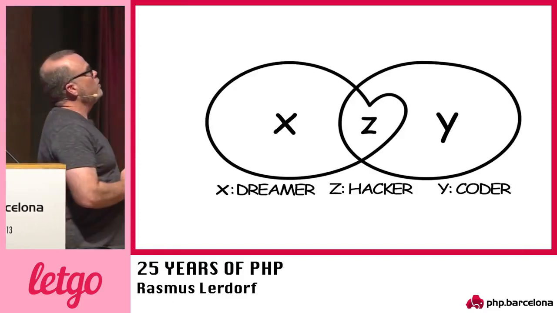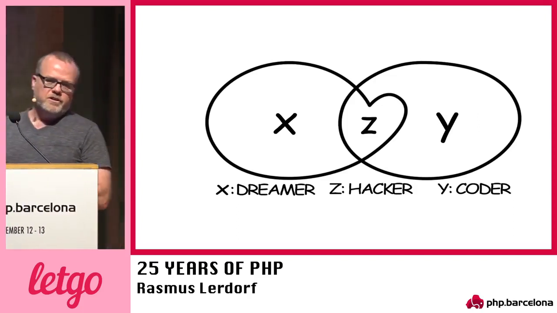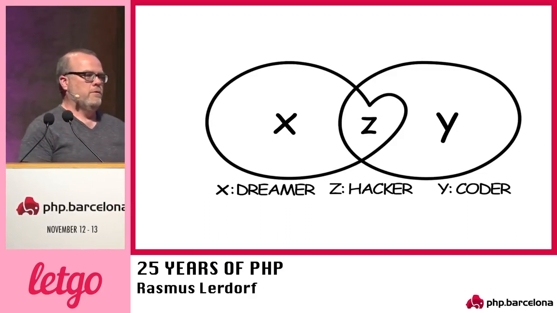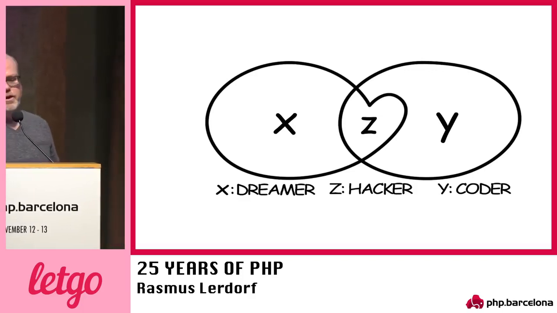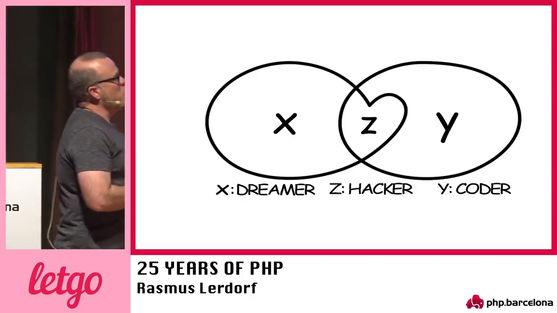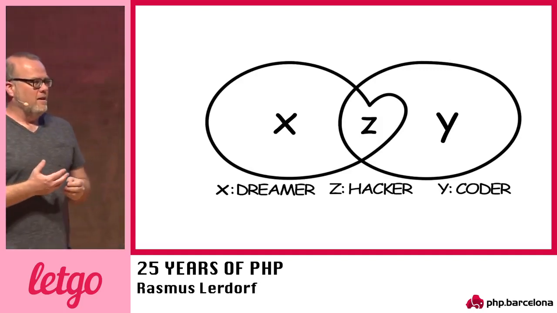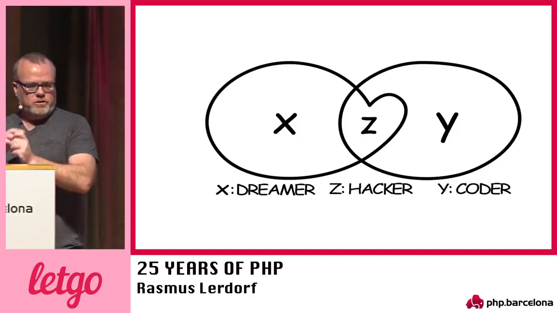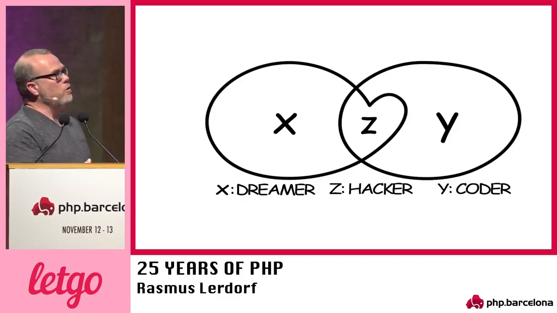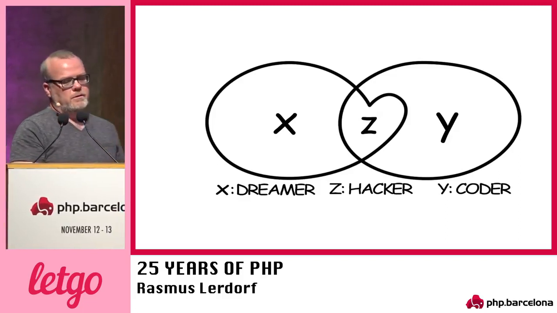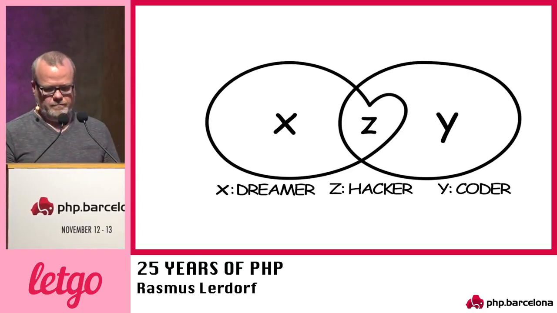To me, this is the picture of the world. The dreamers, the coders, and then there are the folks in the middle who are a bit of both. I am sort of right on the left edge of the hacker here. I can code just enough to get things started, to get the solution on the way, and then I need lots of help. But I'm a huge dreamer. And it takes both to do anything interesting, I think. Thank you very much.